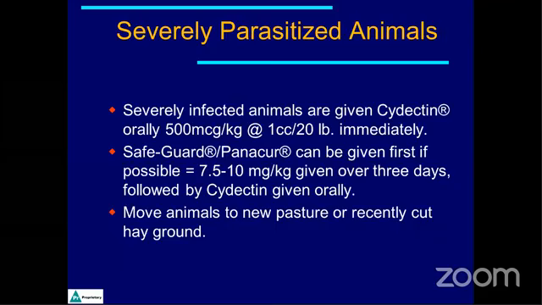So if you've got severely infected animals right now, you want to use Cydectin at 500 microgram. I do a 1 cc per 20 pounds immediately. If you got some time, you can run some Safeguard through them first, and then do the Cydectin after you finish your Safeguard. That's the best program. But if you've got some animals that are looking very pale and sick, you don't want to just rely on your Safeguard to stop them, because the Safeguard is not killing those inhibited larvae until they get out of the tissues.